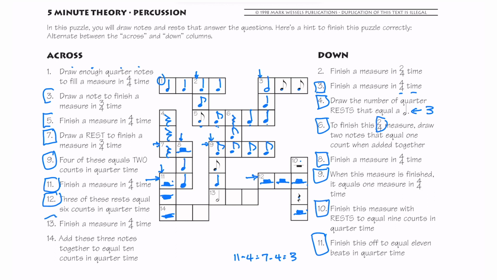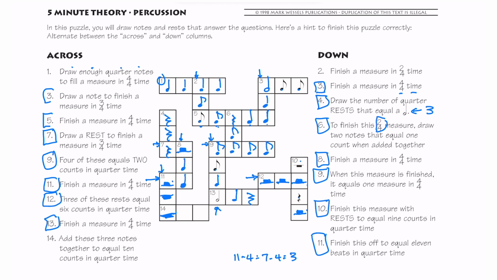All right, 13 across. Finish a measure in 4/4 time. So here's a half. I got 2 more. I can do that, either way. And number 14, add these 3 notes together to equal 10 counts in quarter time.